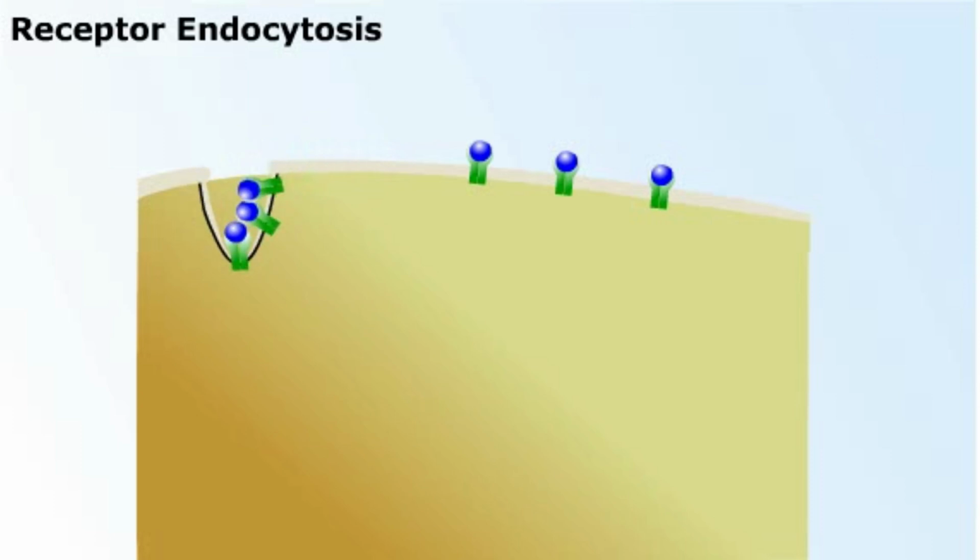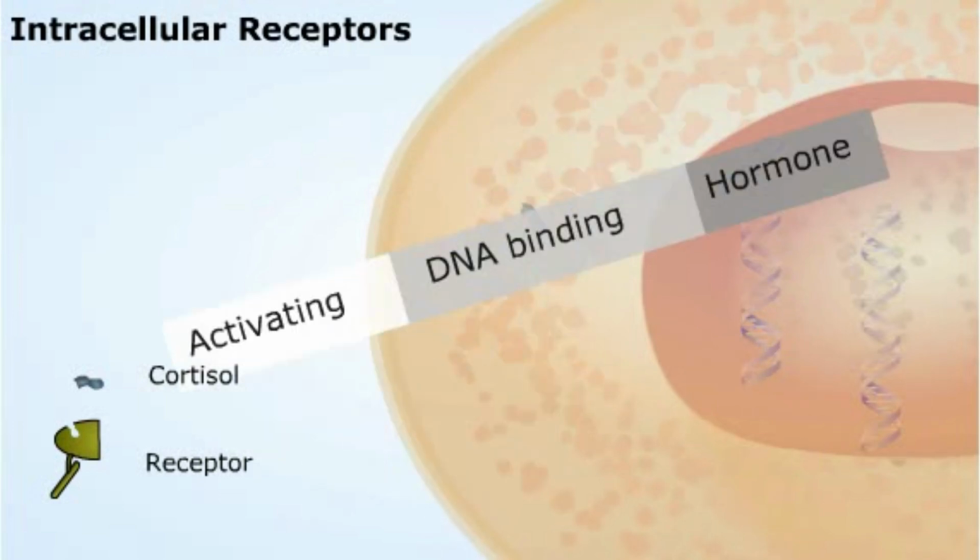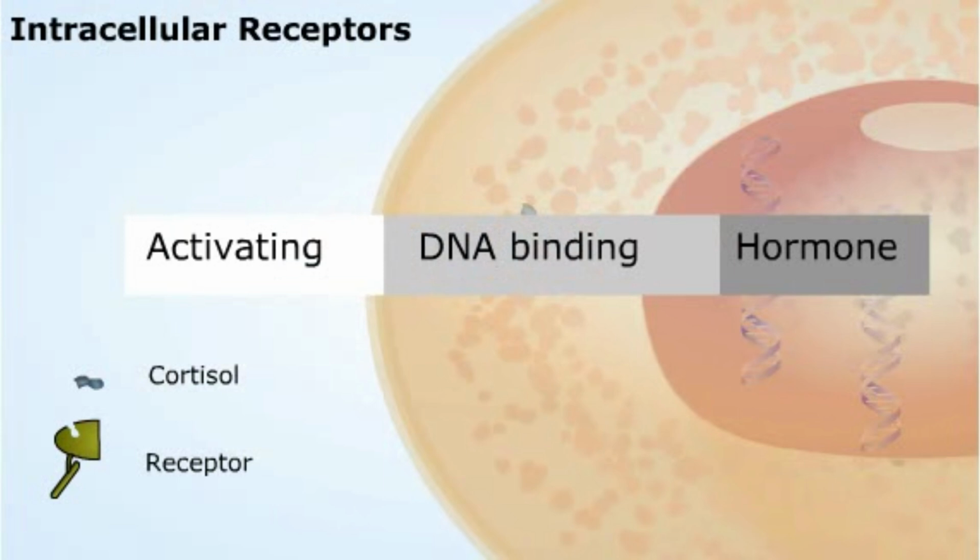Now that we have looked in detail at one of the most common mechanisms of hydrophilic hormone action, let's turn our attention to the mechanism of action of lipophilic hormones. Lipophilic hormones pass through the cell's plasma membrane. Once inside their target cells, they encounter specific intracellular receptors that share the following structures: an activating domain that binds to other transcription factors, a DNA binding domain, and a hormone binding domain.